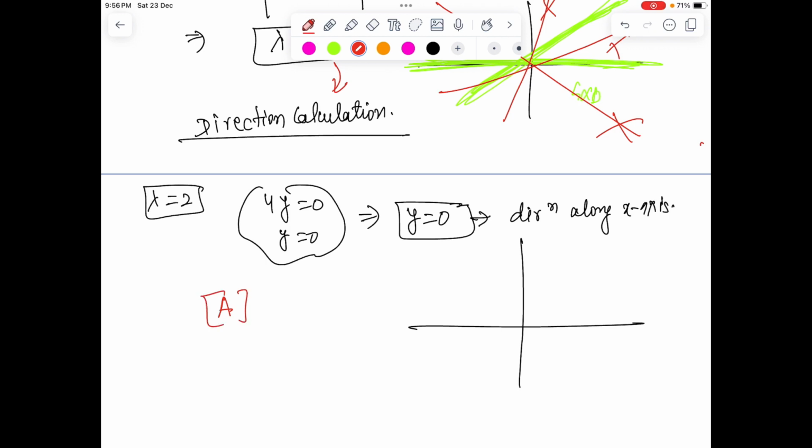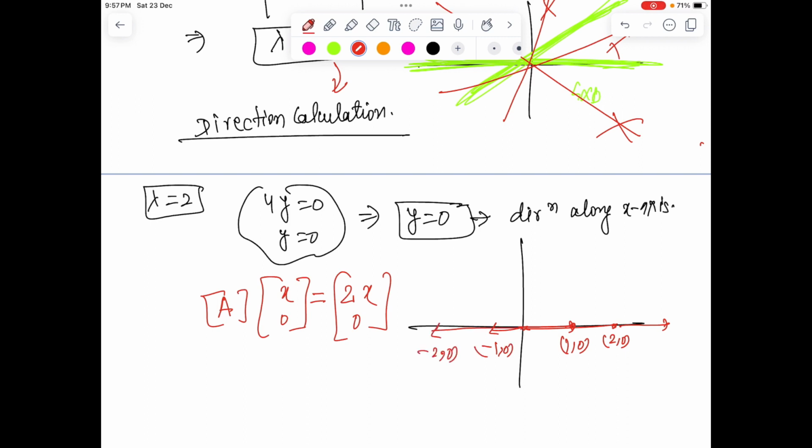It signifies that if I take that matrix A and multiply with any x apples and 0 oranges, it will get just scaled up to 2x comma 0. So you take a point 1 comma 0, it will go to 2 comma 0, just scaling. You take a point minus 1 comma 0, it will go to minus 2 comma 0. It can be in any direction, right? You take 20 comma 0, it will move to 40 comma 0. But what's important is that it is not suffering any orientational change. So this is that crazy direction.